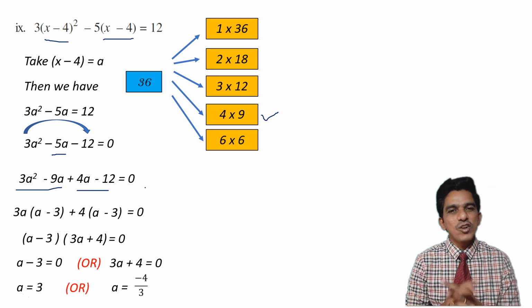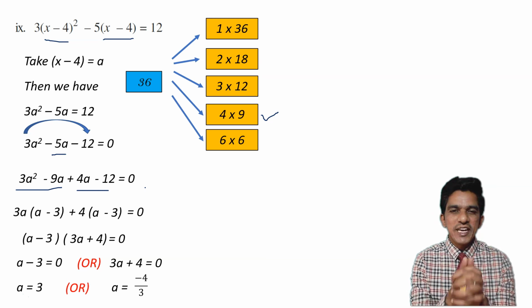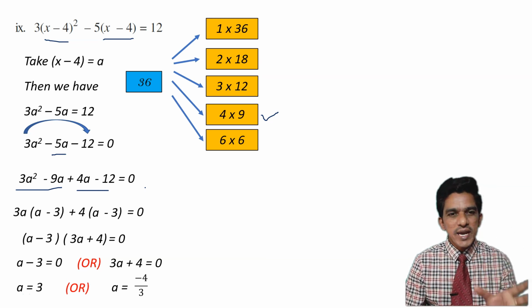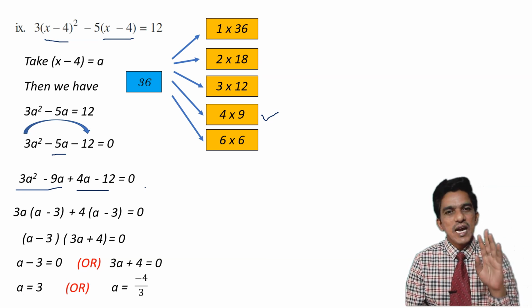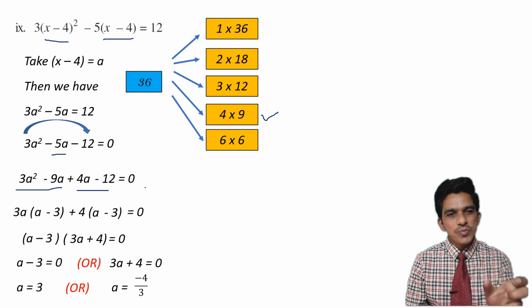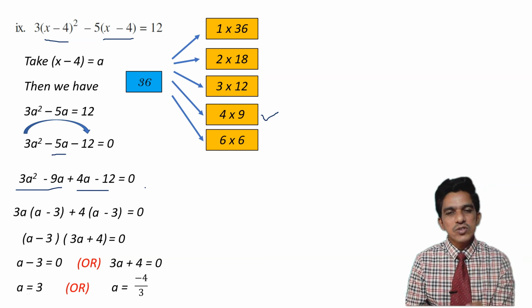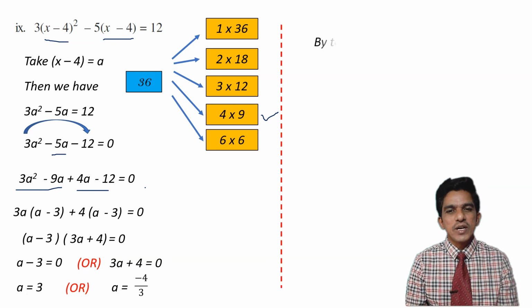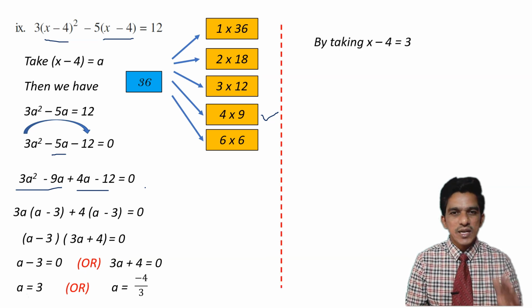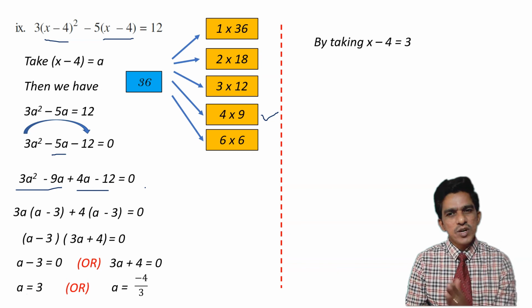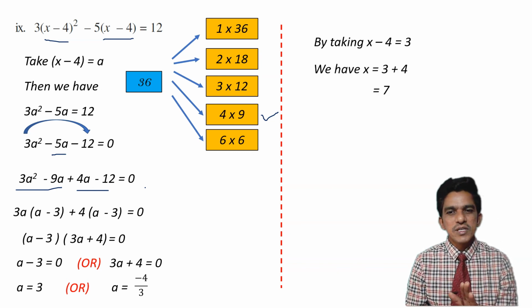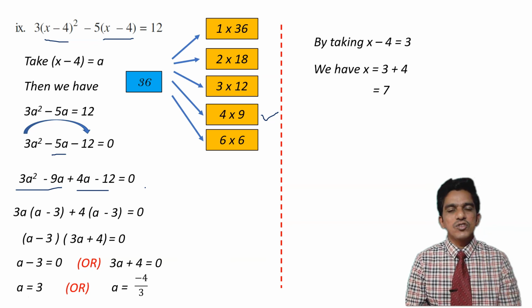Actually we calculated the value of a, but the variable in the question is x. We equated x minus 4 to a, and we got 2 values for a. So now what we have to do is equate x minus 4 once to 3, and once to minus 4 by 3. Then you can find the values of x. So let us take x minus 4 is equal to 3. Then transposing the minus 4 on the left side, it will become plus 4. That is x is equal to 3 plus 4, which is equal to 7. So we got one value of x, 7.